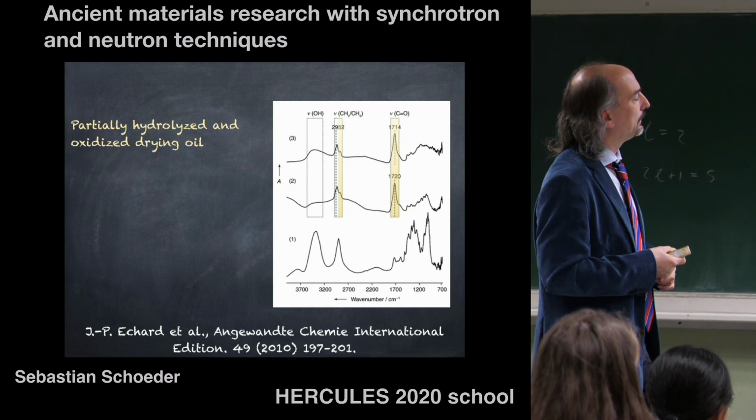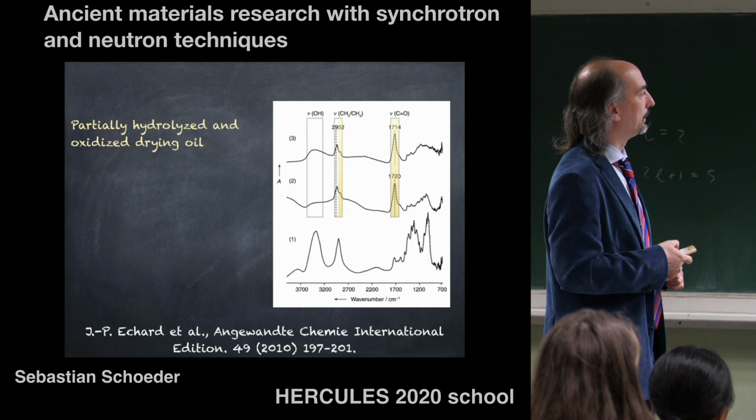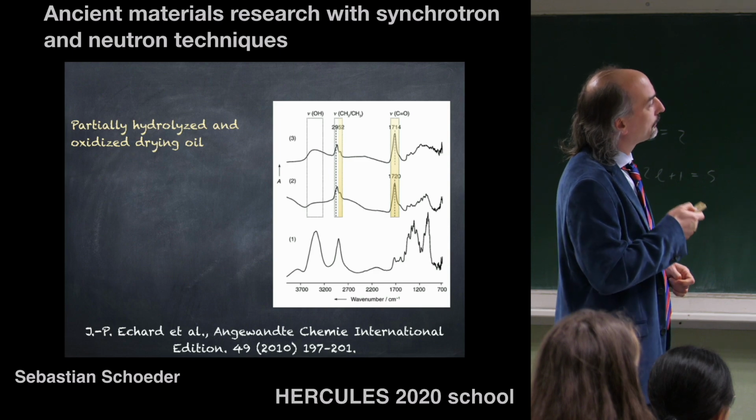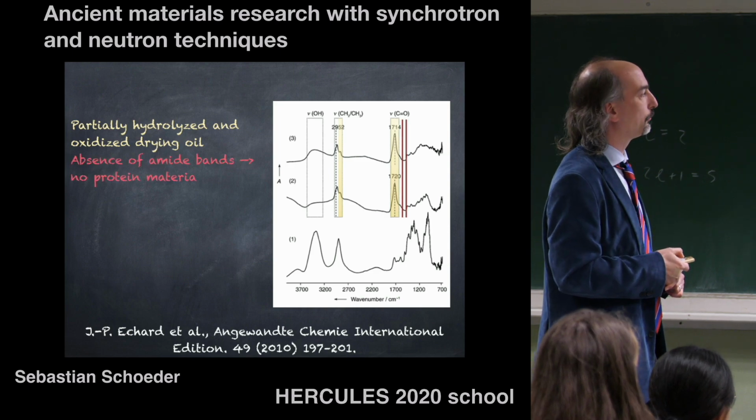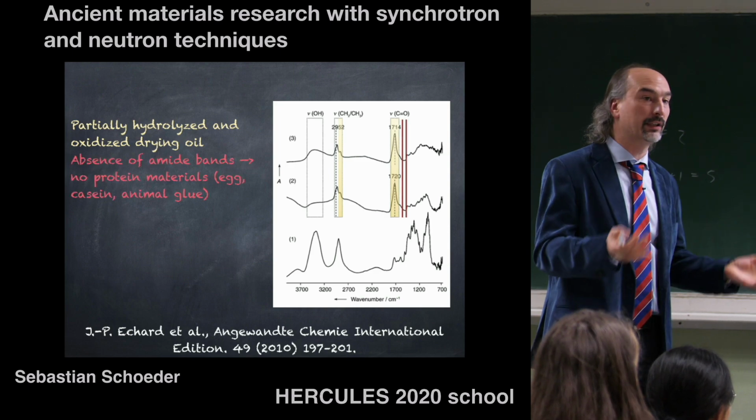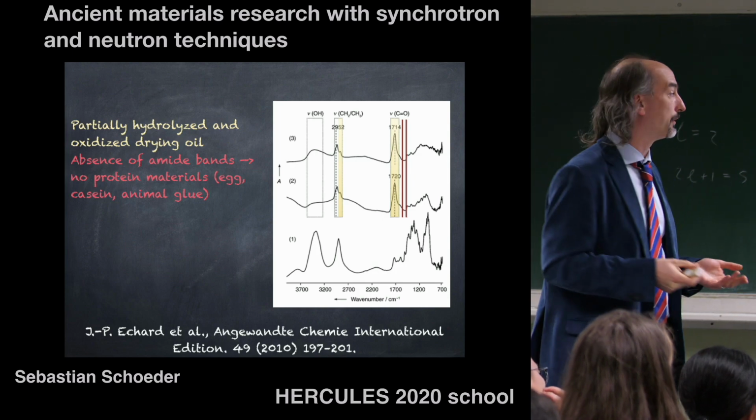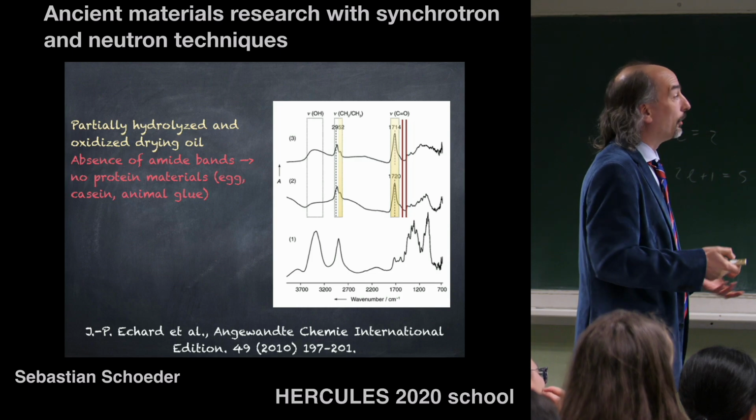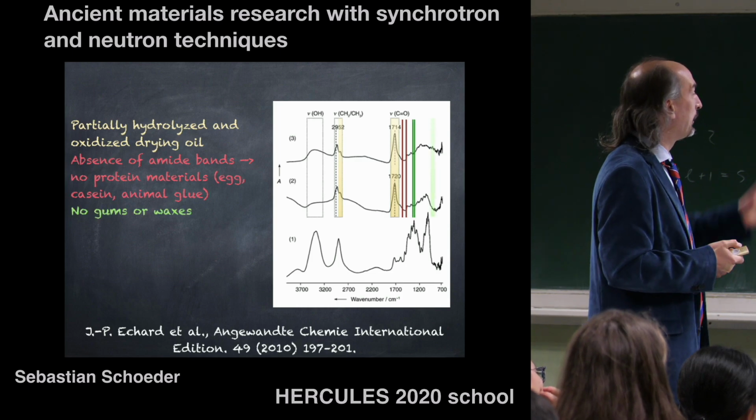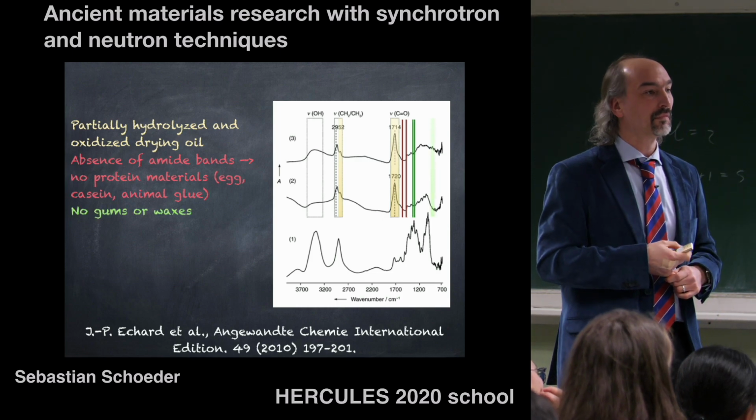And then you see, oh well, I don't really see much else actually. What's interesting is what you don't see. We don't see, for example, amide bands. That would be here. This would be typical for proteinaceous material. So if egg or casein had been used, you would see a signal there. You also don't see any signal here. It would be typical for gums or waxes.